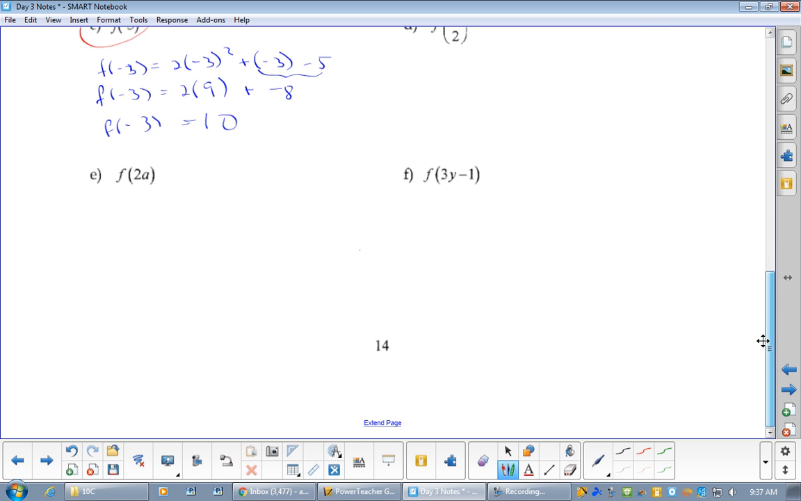Okay, we don't need to do D. Let's do E, because E's like taking it to a whole other level. Like, I can put anything in there now. E and F, I don't have to just put a number in there. I can just put an equation inside your equation, which is called a compound function. So if I put 2a into this function, f of 2a equals 2 times 2a squared plus 2a minus 5.